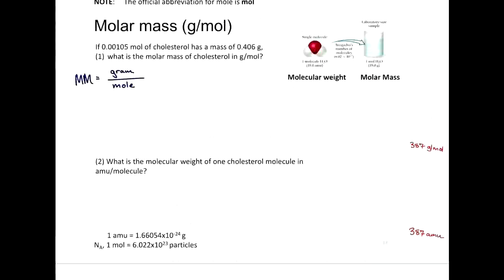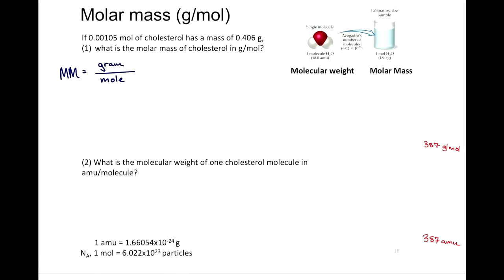Okay, so let's do a practice problem using molar mass. Definitely memorize that molar mass is in the unit of grams per mole. I don't think it's an equation for molar mass. It comes from the unit itself. If we know a gram amount of our substance and we know the mole amount, we can get its molar mass. So let's look at this example.